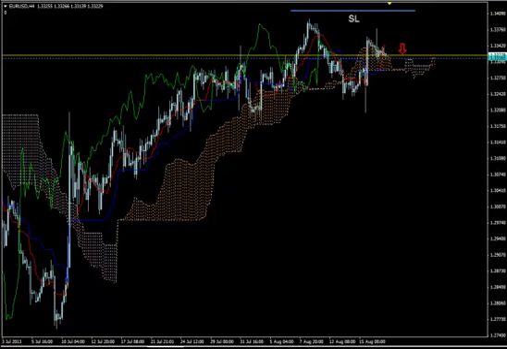Okay, so we see that on the H4 time frame, the leading Kumo is horizontal. This is indicative of a potential reversal, although it doesn't happen always, but it's indicative of a reversal.